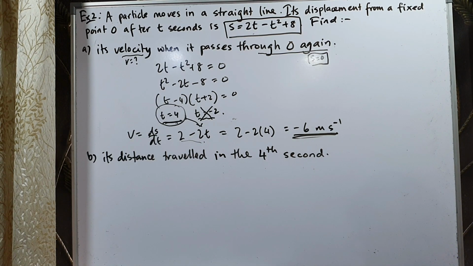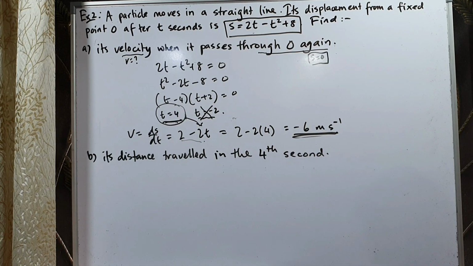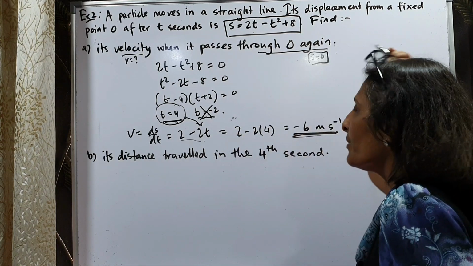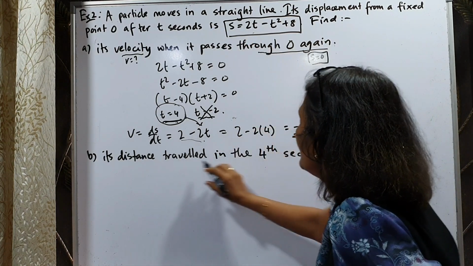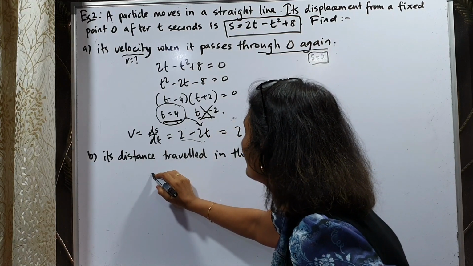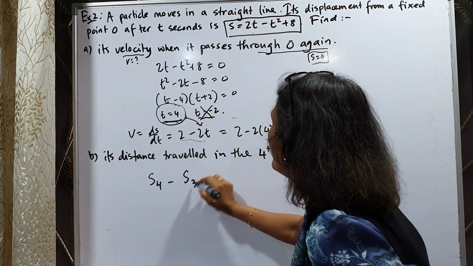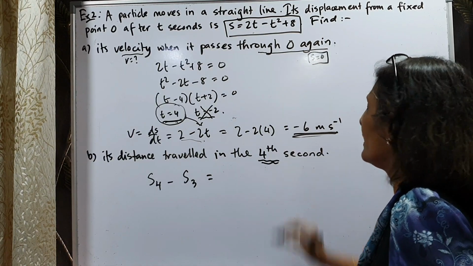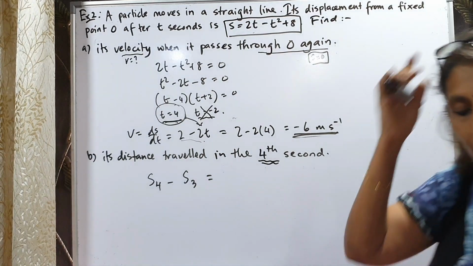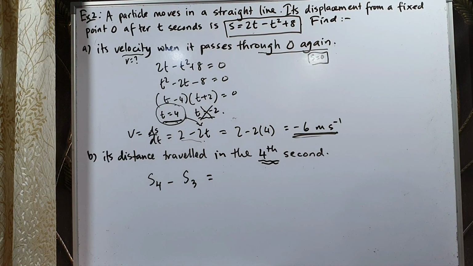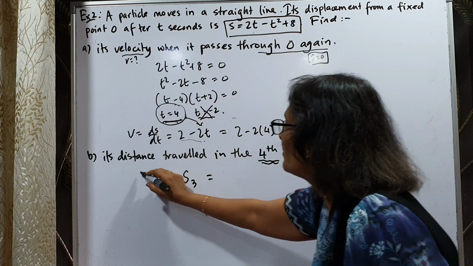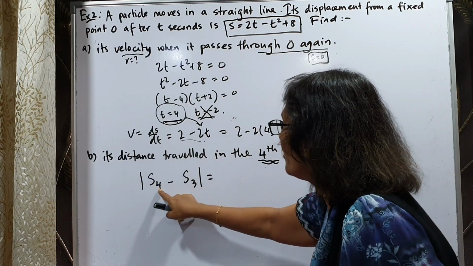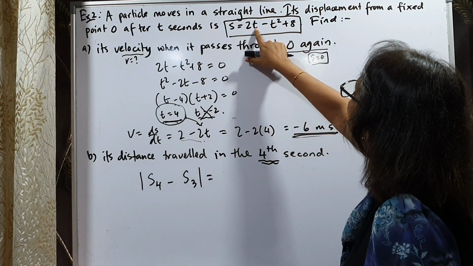Alright, distance travelled in the 4th second. I can either use the s formula or the v. So the s formula for distance travelled will be the modulus of s4 minus s3, distance travelled within the 4th second. It is modulus because sometimes the value is negative, you make it positive. So how do we get s4? Simple. All the t's are subbed with 4.